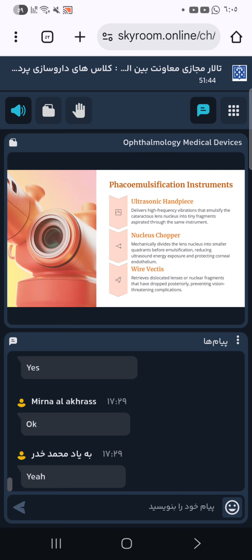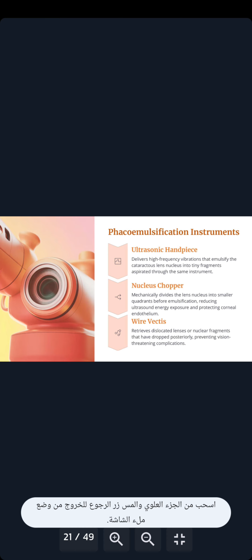Then you have the nucleus chopper. This is a mechanical instrument that mechanically divides the lens nucleus into smaller quadrants before emulsification. So this one makes it chop chop, reducing the ultrasound energy needed afterwards for emulsification of that part.